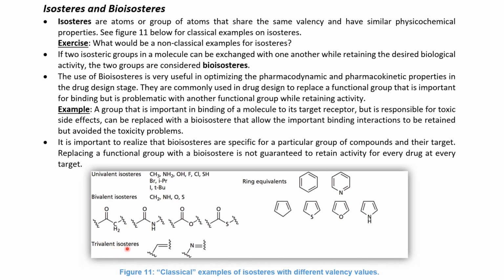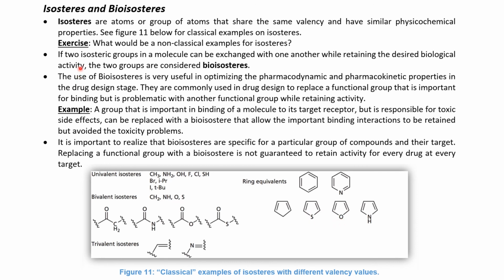And then the trivalent isosteres are the ones where you have 3 sides, or in this case a double bond is counted as 2, and then one here is 3, so they are trivalent. And another example of isosteres that could be replaced with one another are the ring equivalents. So for example, this benzene ring can be replaced by this pyridine ring, and the same for these groups. Notice that here you have a 6-member ring that could be replaced with each other, while here we have a 5-member ring that could be replaced with each other.